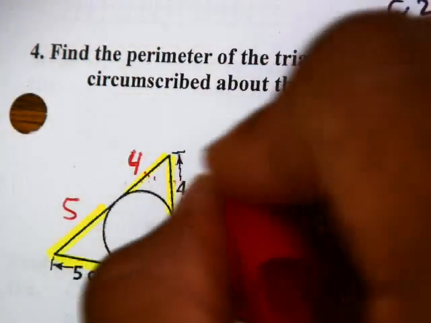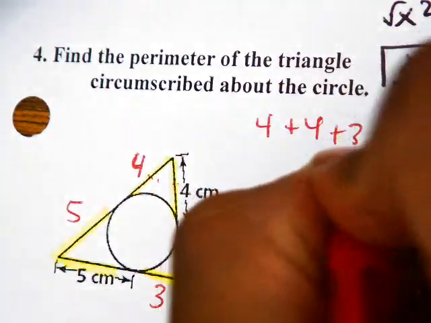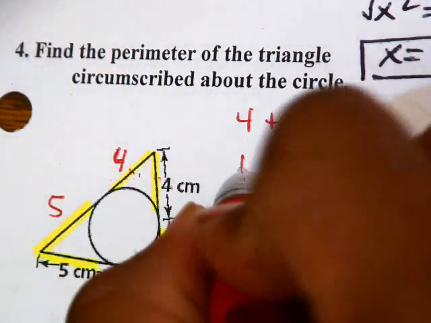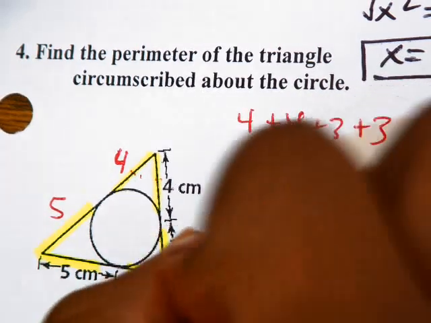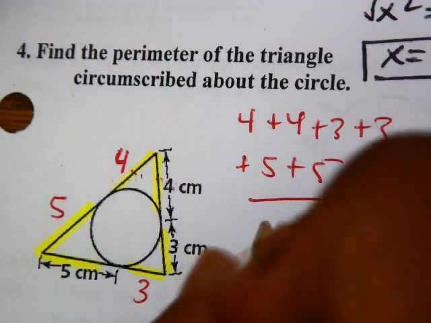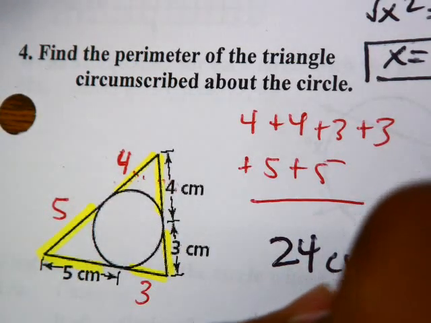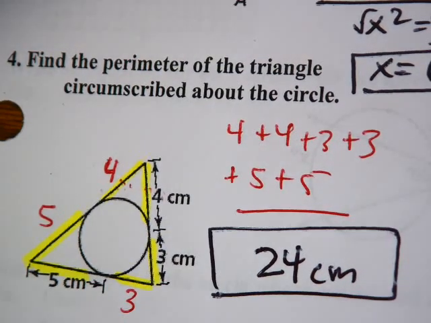So to find the perimeter of the triangle, I just add up all those pieces together. I can do 4 plus 4 plus 3 plus 3 plus 5 plus 5, and all that adds up to 24 centimeters.